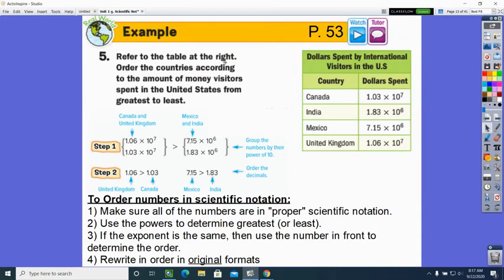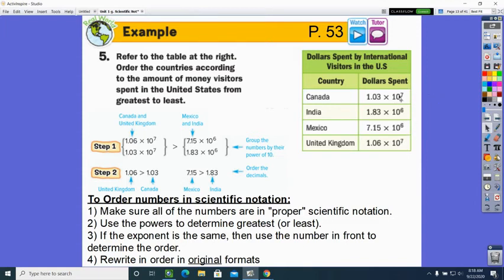So in this case, it's referring to the table at right. Order the countries according to the amount of money visitors spent in the United States from greatest to least. So we look to see if they're in proper scientific notation. And then what you're going to do is look at the power of the 10. And since we're looking for the greatest, it would be the 7. One of these two countries spent the most money.